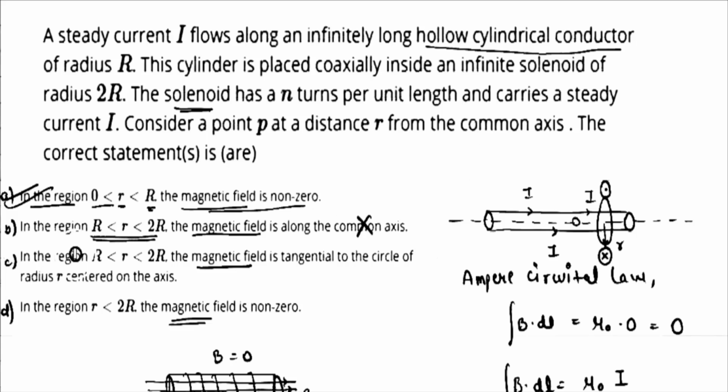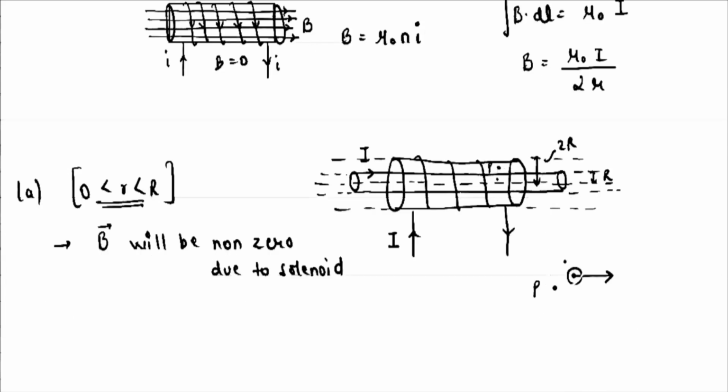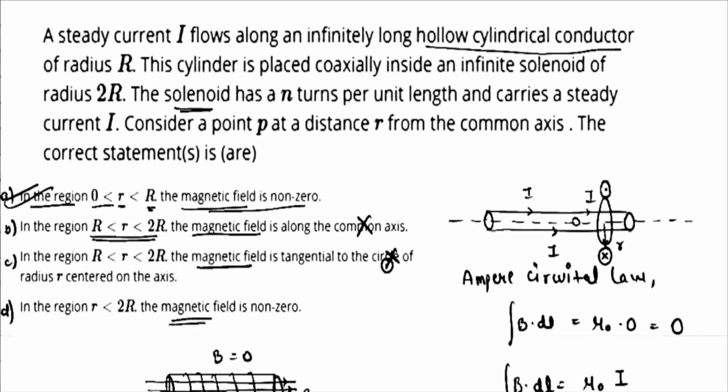In statement C we have, in the region R less than 2 capital R, the magnetic field is tangential to the circle of radius R centered on the axis. Now see what is tangential. This is the part tangential. If I had taken only the hollow cylindrical conductor, then this dot and cross is representing the tangential magnetic field. But at the point, we can see that the net magnetic field B will be somewhat cross. We cannot say that this will be purely tangential to the circumference of the circle. Hence, statement C is also incorrect.